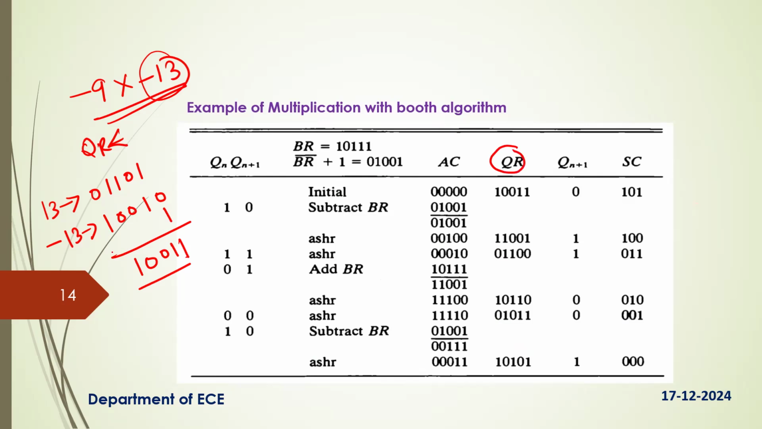Next, -9. What is -9? It is the multiplicand. Multiplicand is stored in which register? BR register. Now, how to represent -9 in 2's complement form? First represent +9, that is 0, 1, 0, 0, 1, and take the 2's complement of this, which is nothing but the 1's complement plus 1. How do you find the 1's complement of a number? Replace 0 by 1 and 1 by 0. So which is nothing but 1, 0, 1, 1, 0.